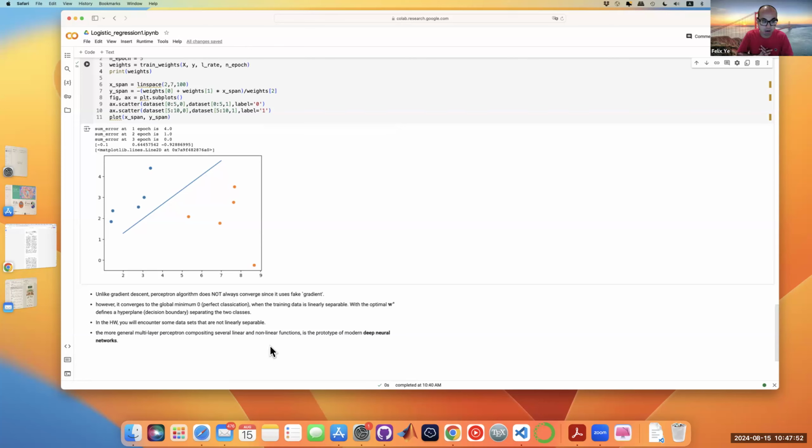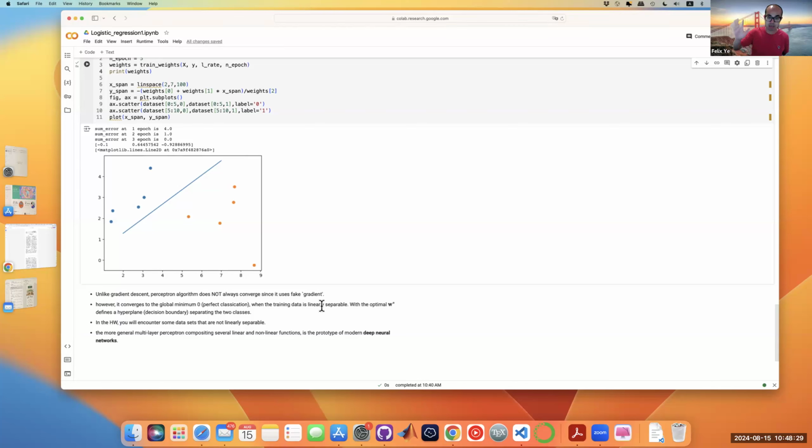But the issue is, here is a heads up. Unlike gradient descent, this perceptron algorithm doesn't always converge, because we use a fake gradient. That's not the real gradient. We just see this derivative and we don't know how to handle that, so we just completely get rid of it. For this specific example, it converges to the global minimum, which is perfect classification. That means the training set is completely linearly separable.